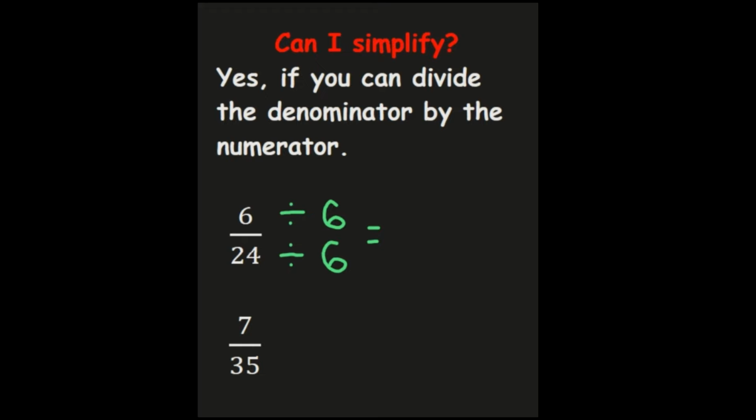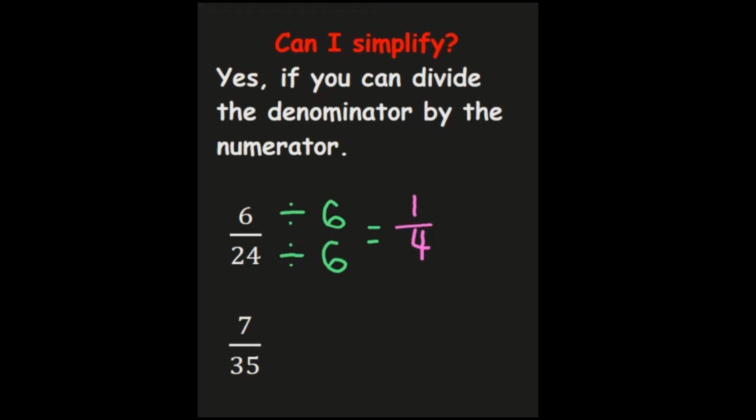So in our numerator, we have 6 divided by 6, which is 1. And our denominator will have 24 divided by 6, which is 4. So 6/24 can be simplified, and it simplifies to 1/4. And we'll also do the same thing with 7/35. Can I divide 35 by 7?